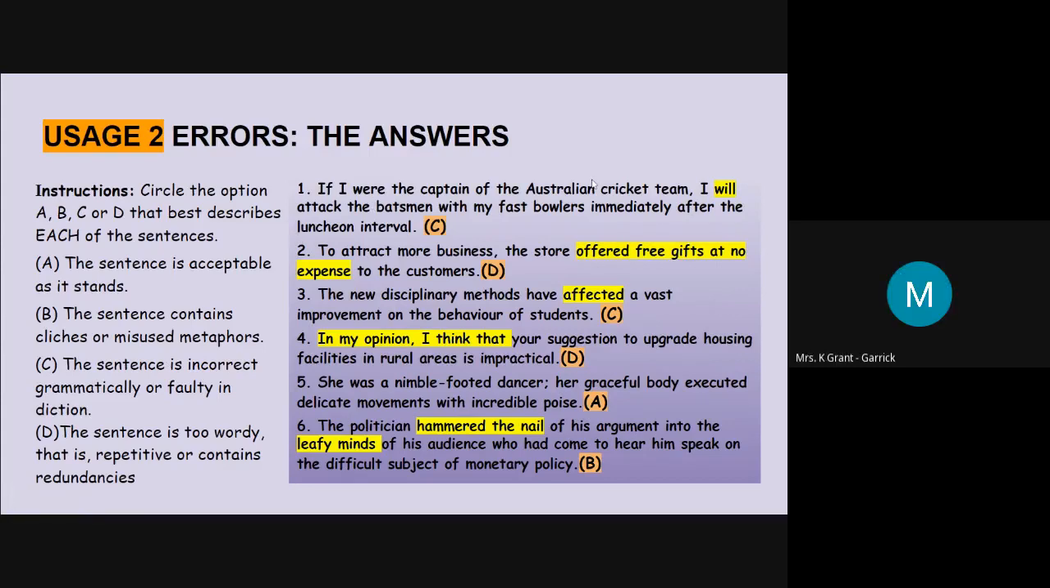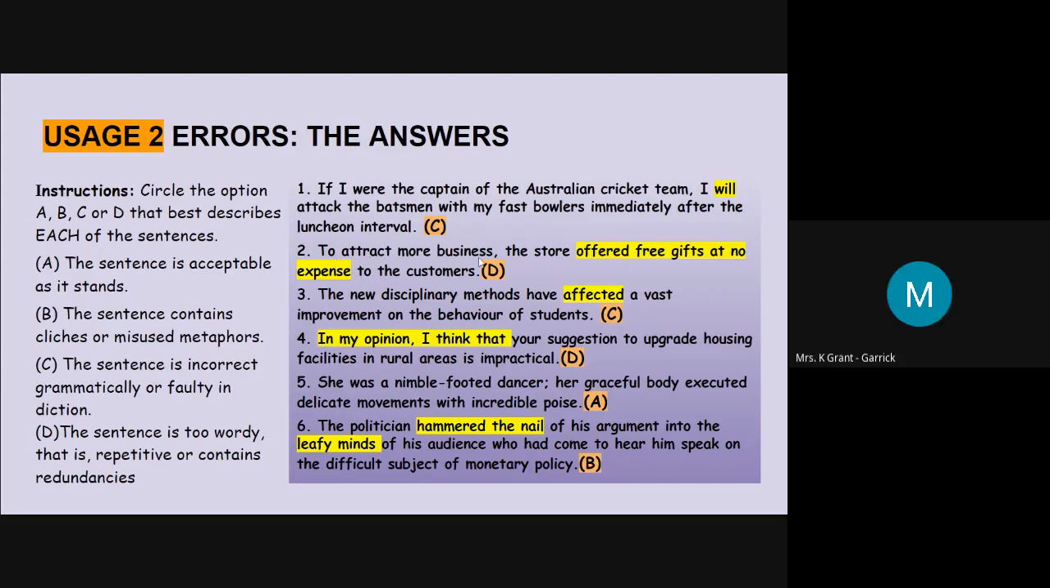If you're looking at it carefully, you see here where it says, "If I were the captain of the Asian cricket team, I will attack the batsman with fast bowlers immediately after the luncheon interval." This will definitely be C, because we see that the sentence is not consistent. You can't say "if I were," which is past tense, and then introduce a future. You'd have to say, "I would have attacked." So it has to be past future if you're going to use that.